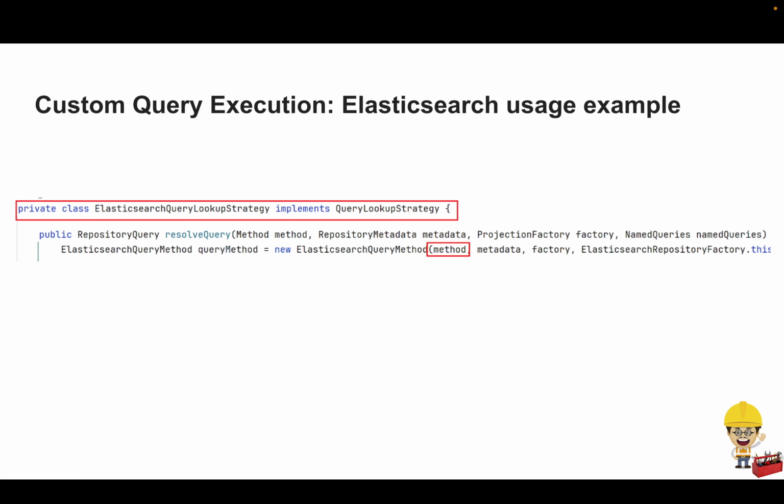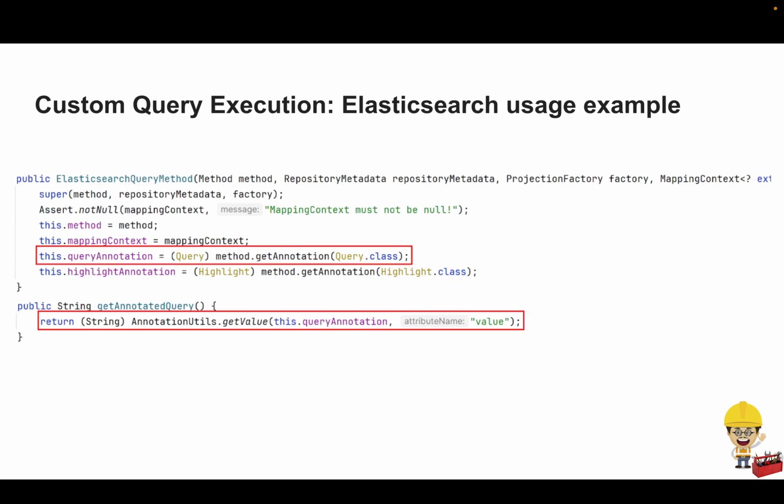Here is an example, again from Spring Data Elasticsearch, of how this annotation can be used. So we have the Elasticsearch query lookup strategy where we implemented the resolveQuery method, and we put all the information about this method into the Elasticsearch query method. Inside this method, we get information about the annotation our method was marked with. In the method called getAnnotatedQuery, we get the value of the text inside our query annotation, and it will be used by the Elasticsearch client, which works under the hood of Spring Data Elasticsearch, and will be executed directly.